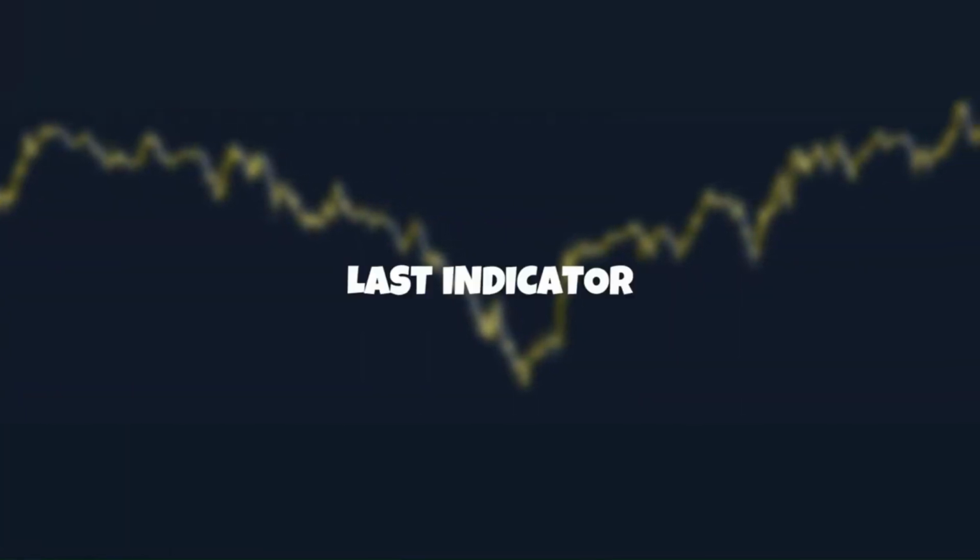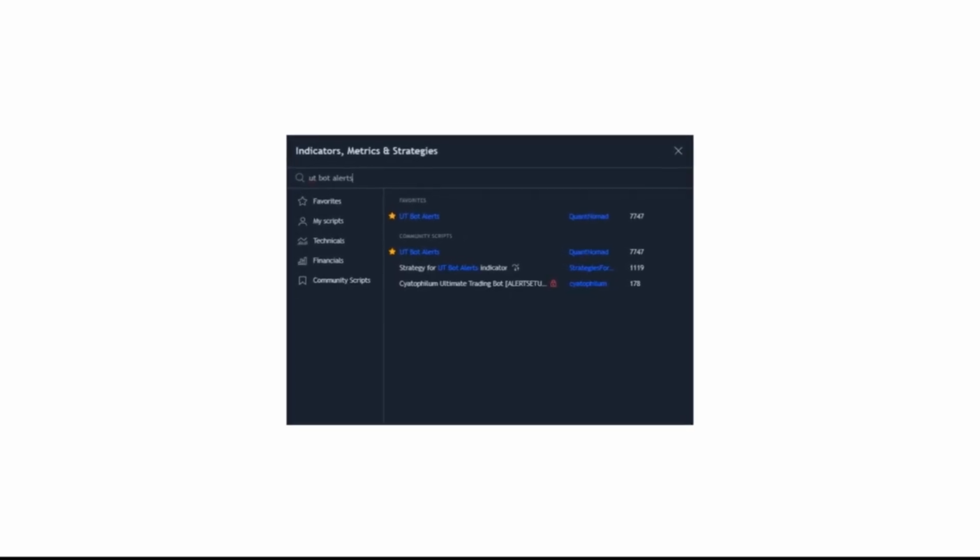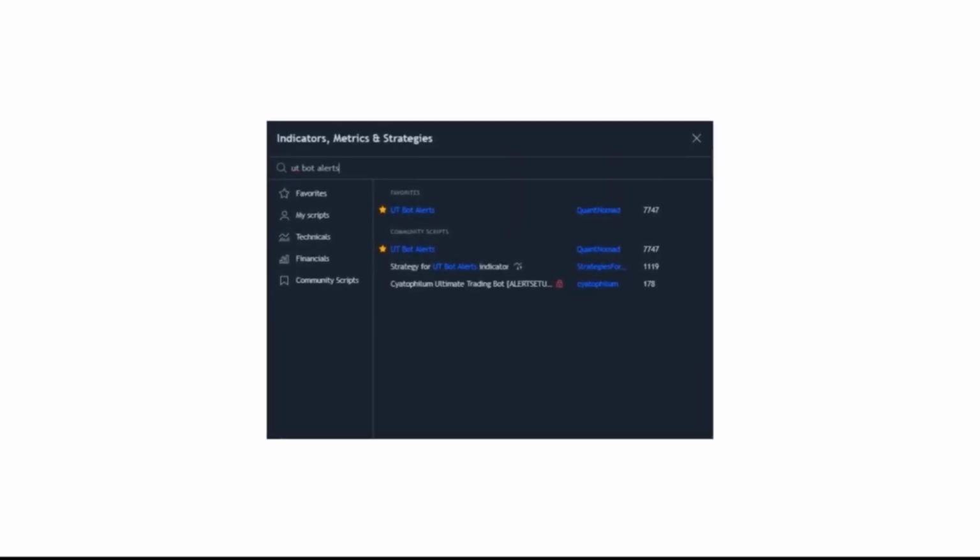And finally, for the last indicator that this whole strategy is built around, head up to indicators for the final time and type in UT Bot Alerts.